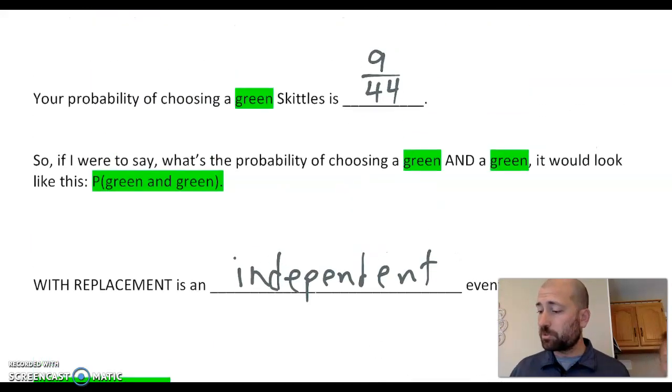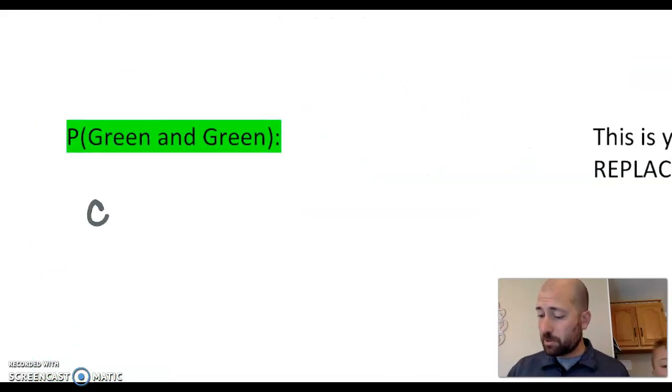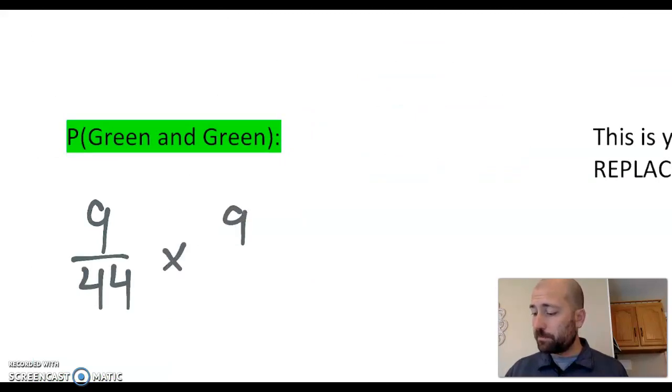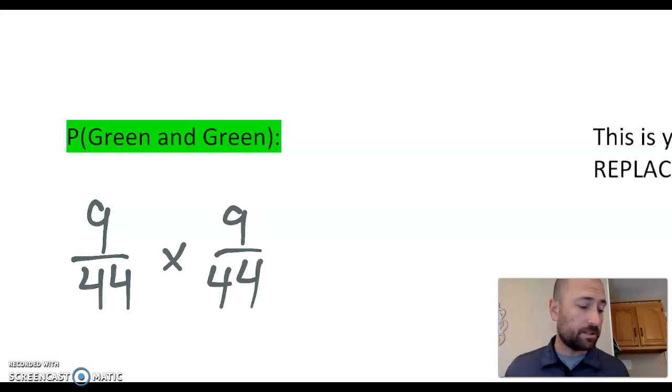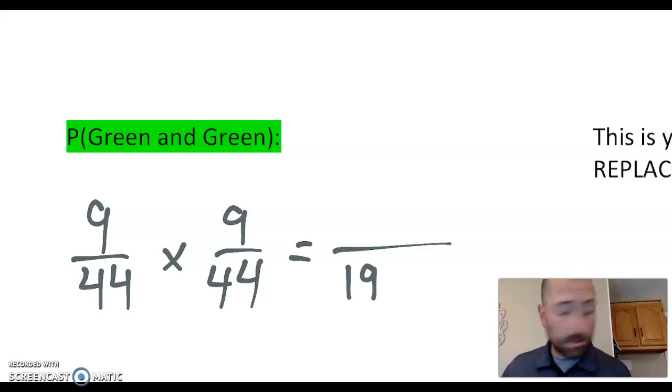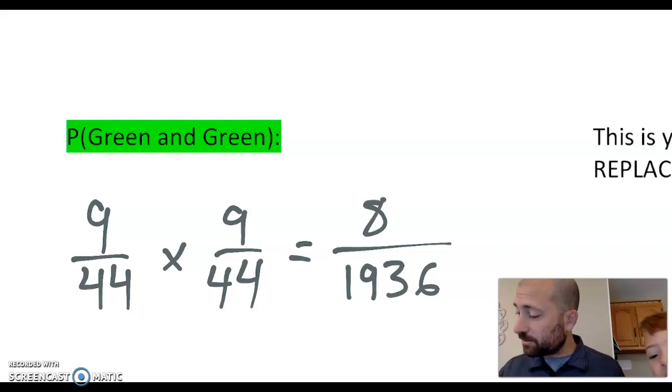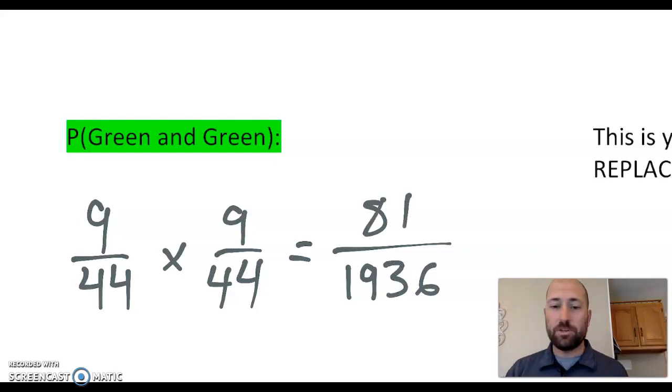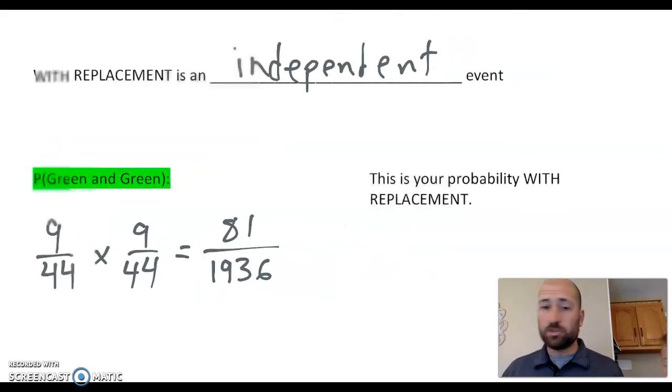Now recall, our simple probability of getting a green was 9 over 44. I'm going to multiply that times 9 over 44. And I've got a calculator standing next to me. So I'm going to do 44 times 44. So that is equal to 1,936. Nailed it. Okay. So we have 81 divided by 1,936 is our probability of getting a green and a green. So you're going to multiply each of the simple probabilities.